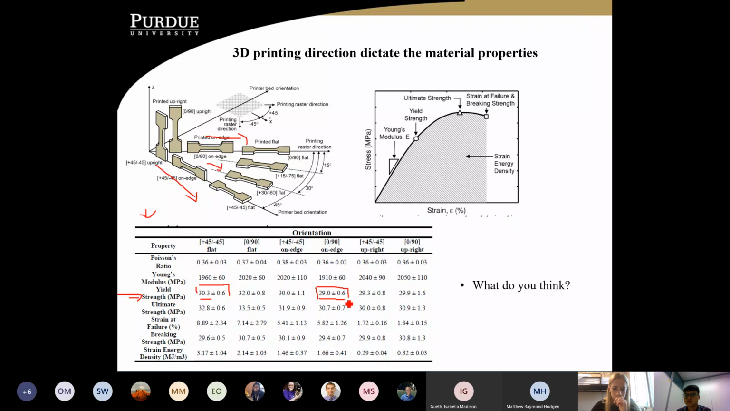So wait, this doesn't make sense given what we have learned so far, right? Because material properties should be intrinsic properties. They should never change, assuming they are printing PLA, right? But how does the strength number change simply by printing in different directions? See, 30 and then 29. So I want to show that how it is printed really matters.